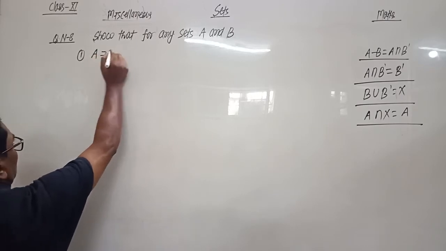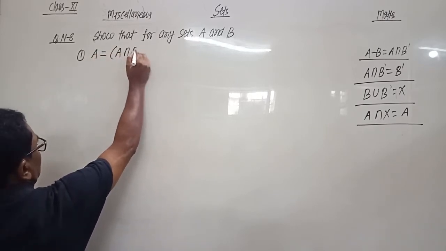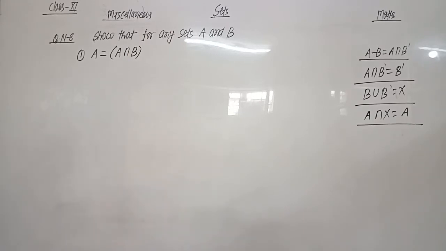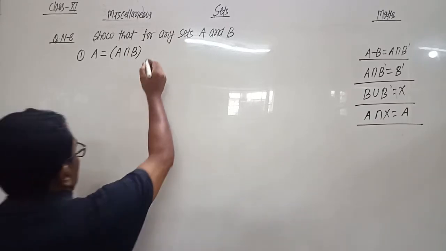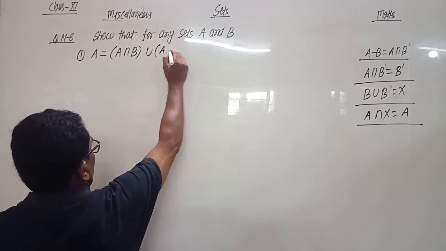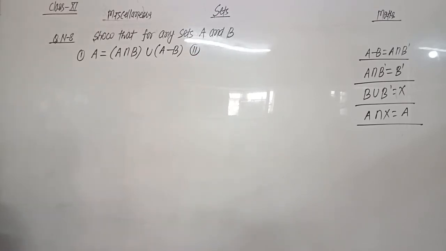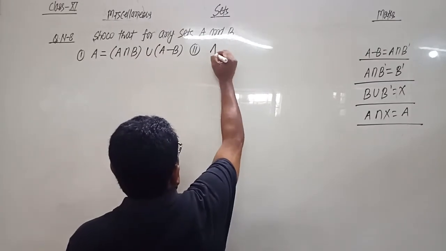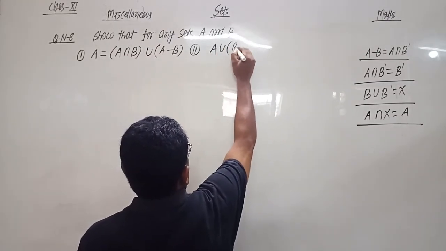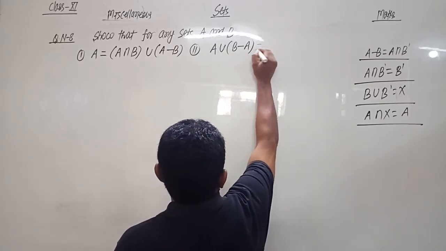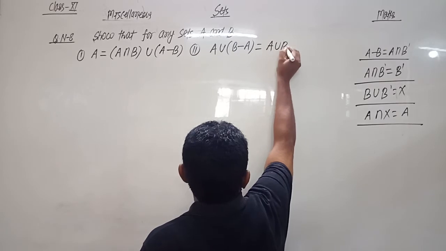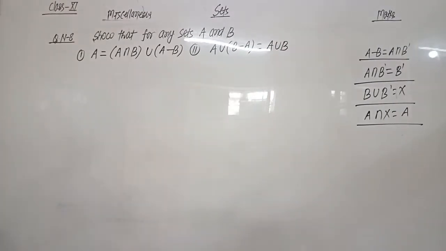A equals A intersection B union A minus B. And the second result which we have to prove: A union B minus A equals A union B. So these two results we have to derive.